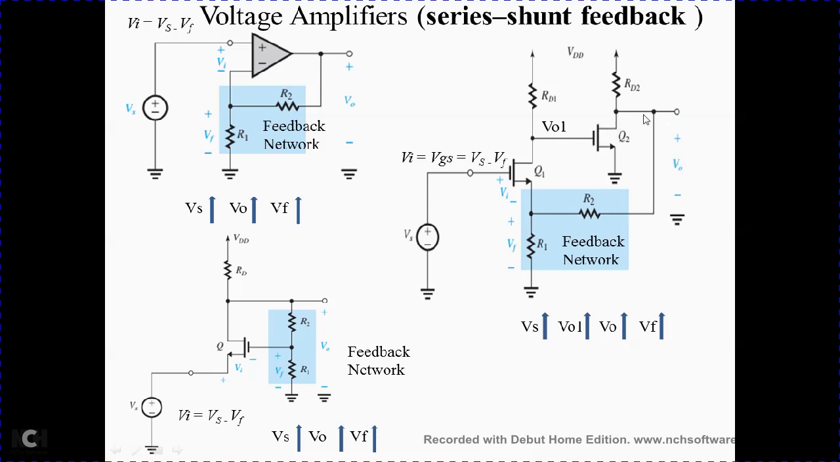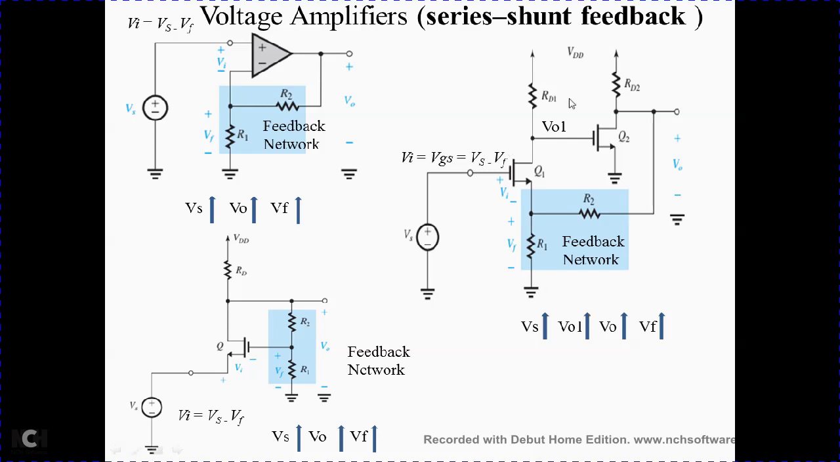This is V0. V0 starts increasing. If V0 starts increasing, definitely Vf increases, because we learned this from the voltage divider rule. Here also the voltage divider rule applies. Vf is directly proportional to V0. So Vf starts increasing. So Vi is equal to Vs minus Vf. If you start increasing Vs, Vf starts increasing. Right? Okay.